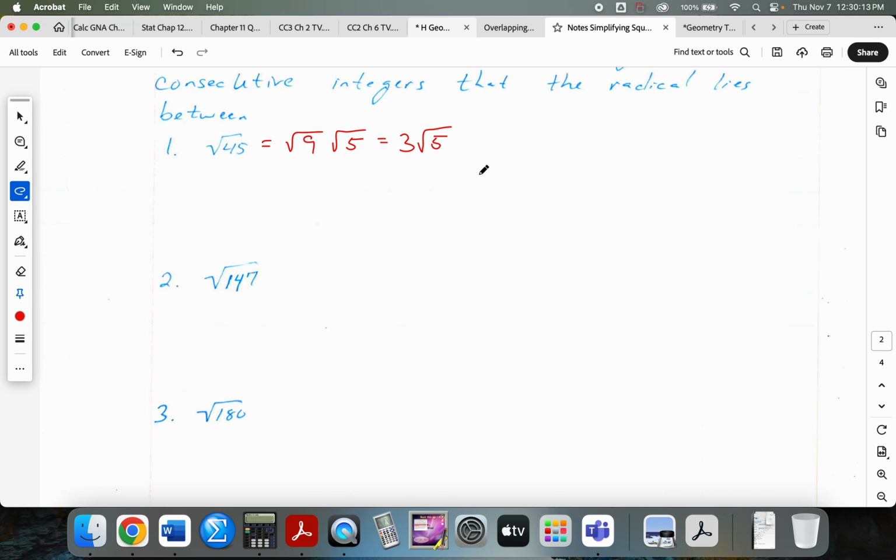Now, when you get a number like the square root of 147, most people can't immediately think of what perfect square goes evenly into that. So this is a good case for prime factoring. What is a number that'll divide? Will 3 divide into that evenly? Yeah, because 1 plus 4 is 5 plus 7 is 12.